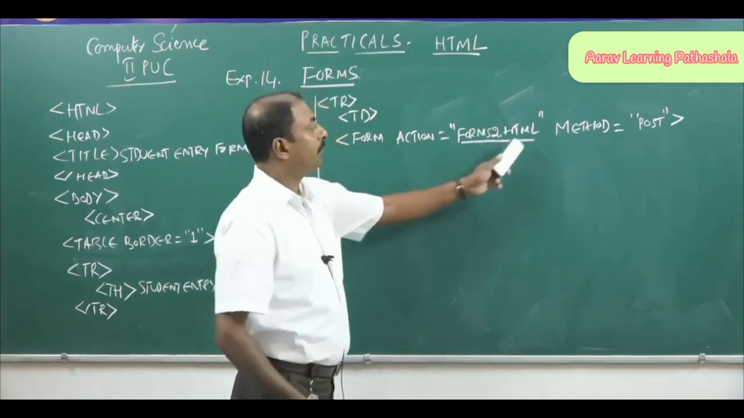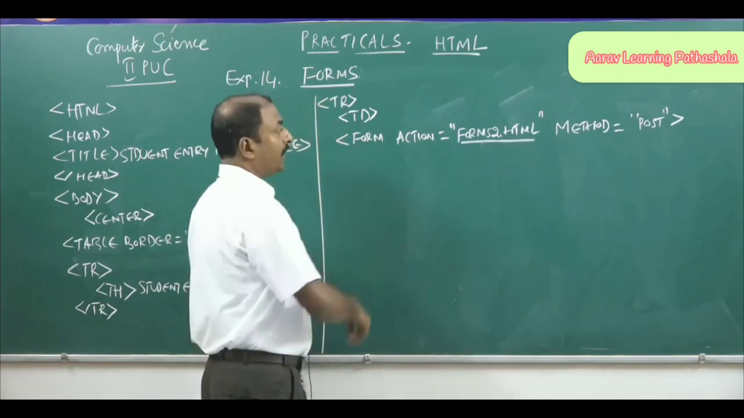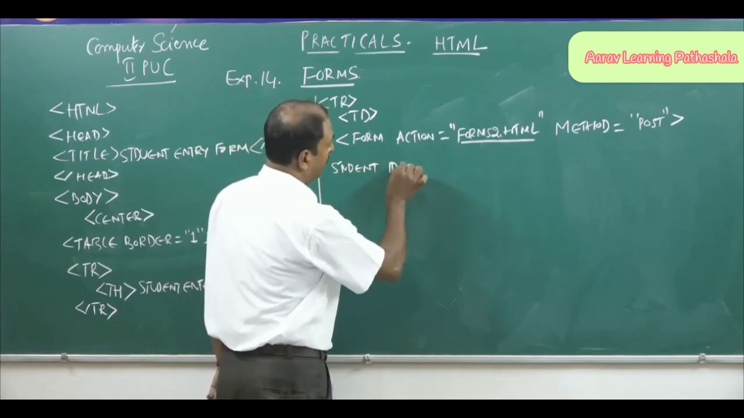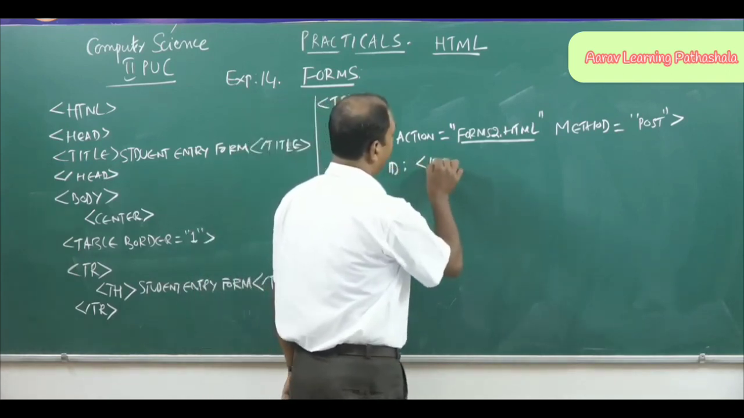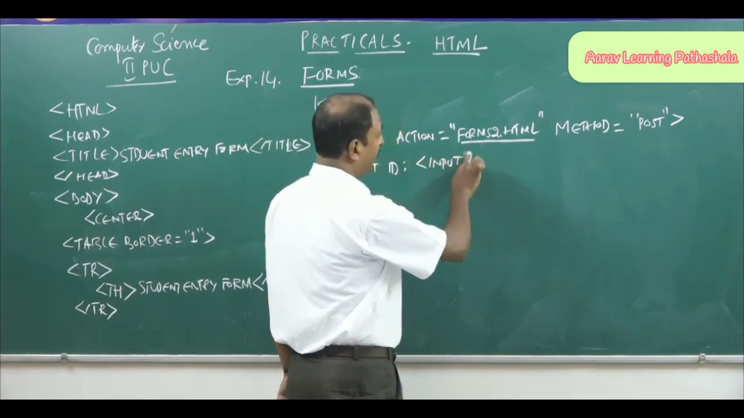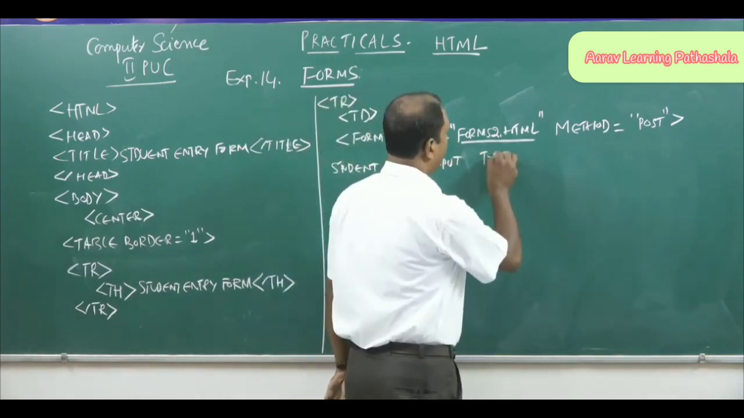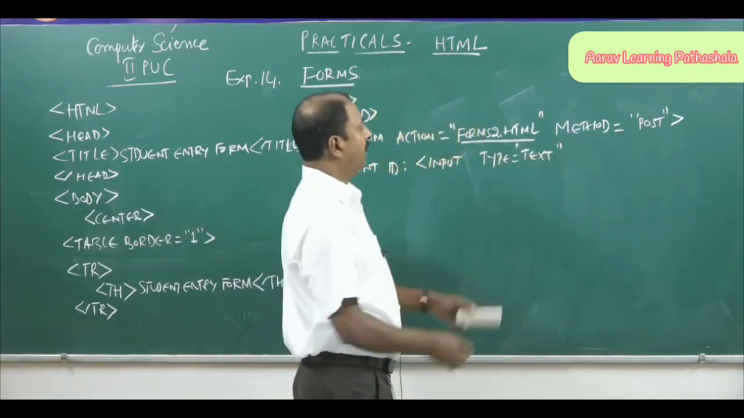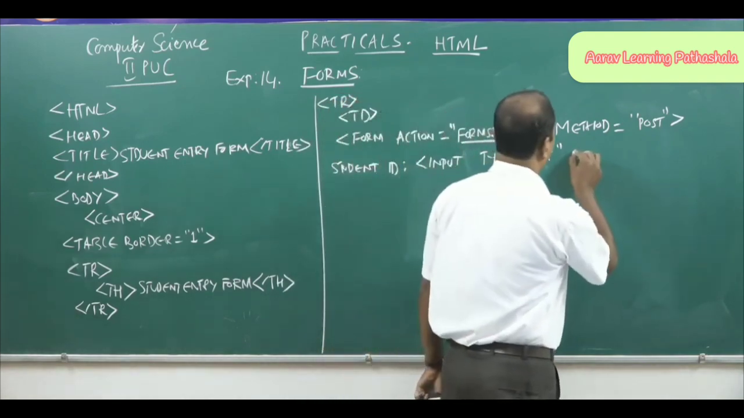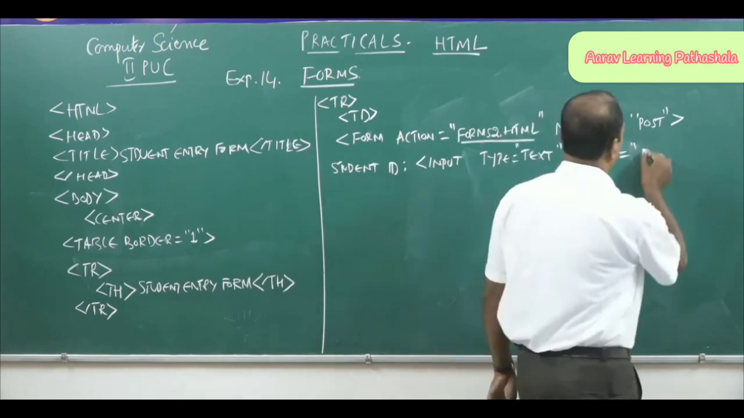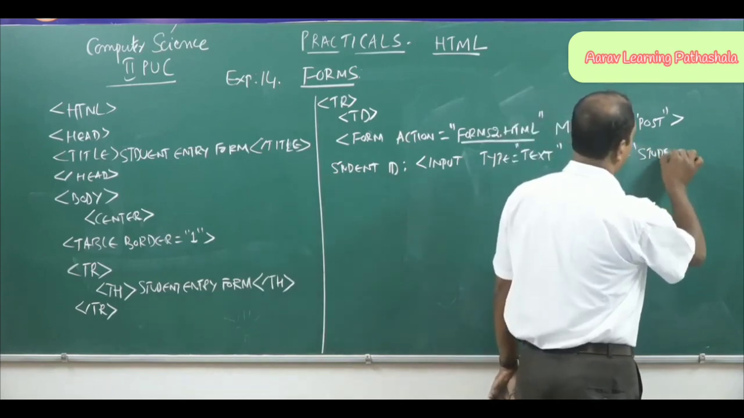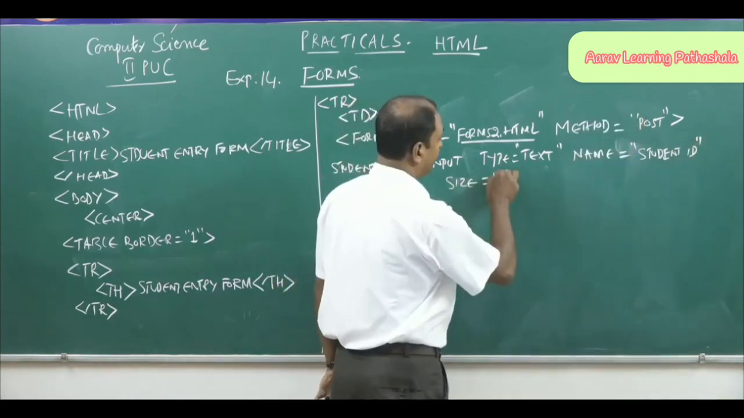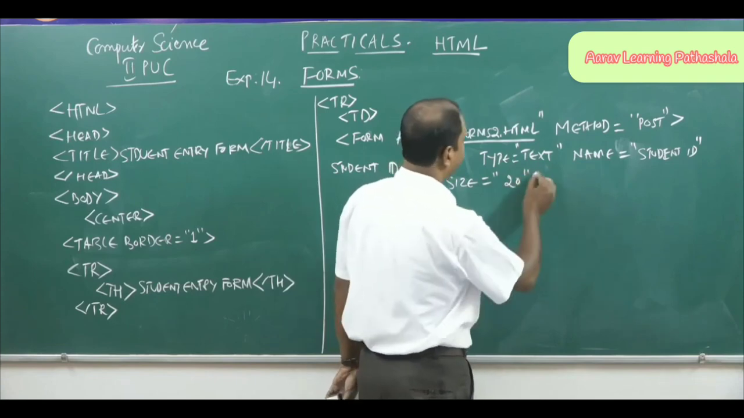After this we start writing the form elements one by one. First one is student ID, and here this is the input tag, and here input type equals text. This is the tag for a text field, and I can give the name of the field as student ID. For the size of the text field, I can give the value as 10. Then I am closing this input tag.